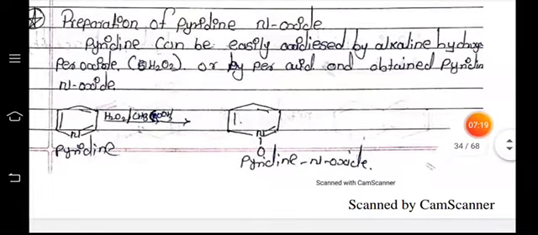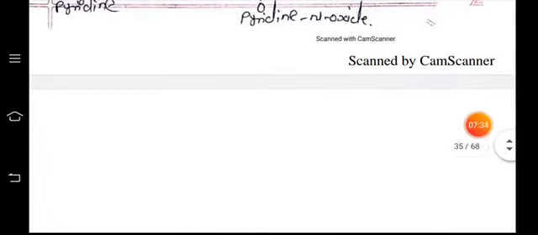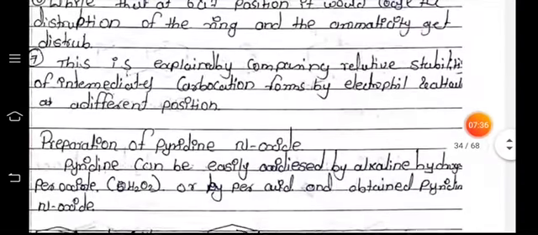Next is the preparation of pyridine oxides. Using different methods, pyridine can be easily oxidized by alkaline hydroperoxide or per acid to obtain the pyridine oxide. The reactions and structures are also given here.